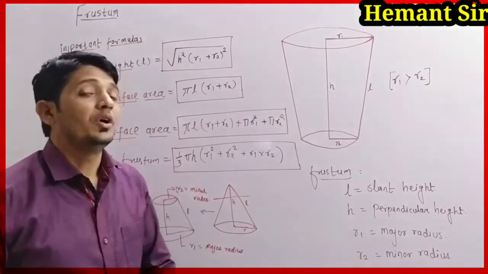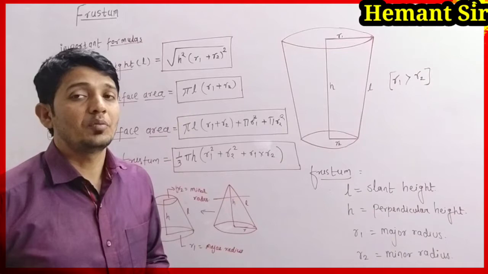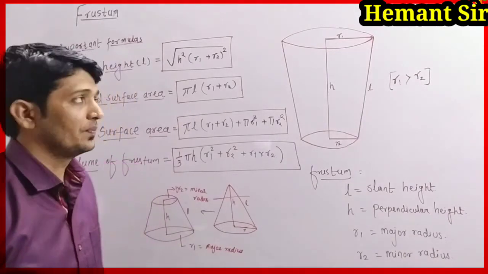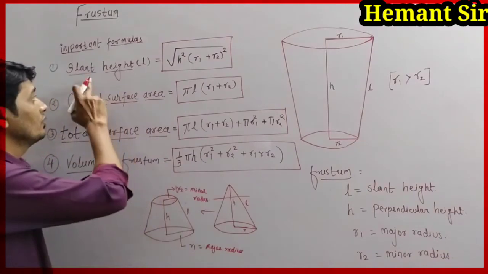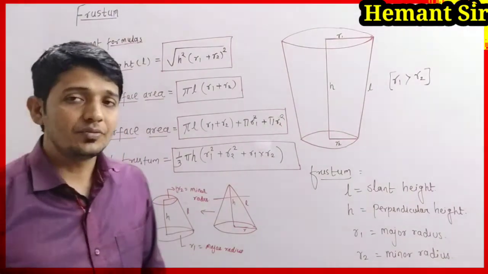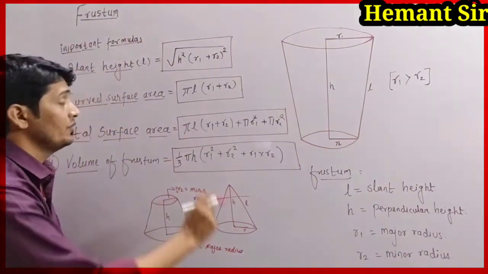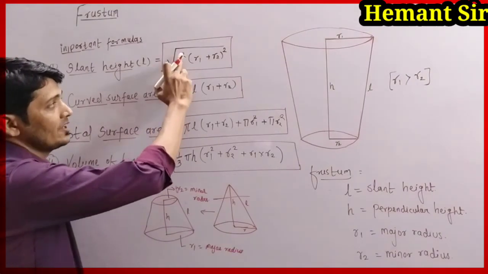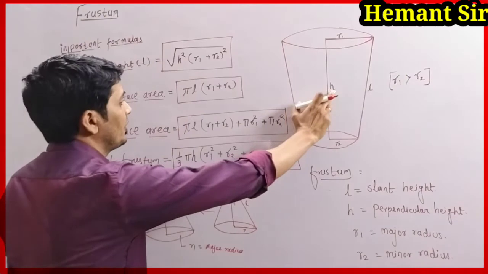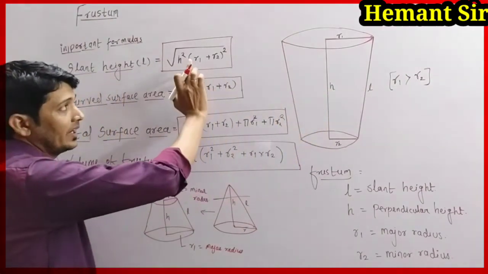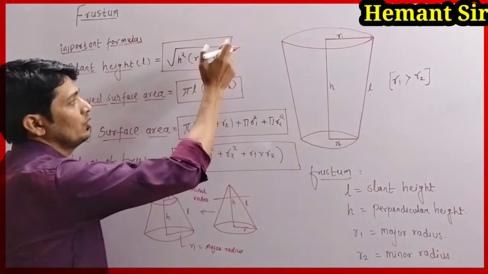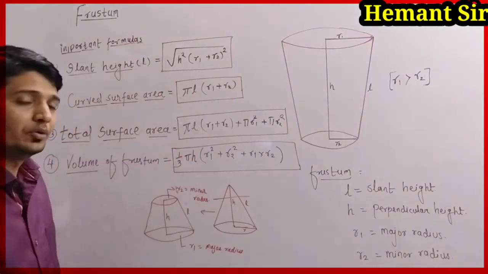Okay, now we have to understand the important formulas to solve numericals dependent on frustum. So the first formula we have is for slant height, which is L equals root of h square, where h is the perpendicular height, plus, in brackets, R1 minus R2, whole square.